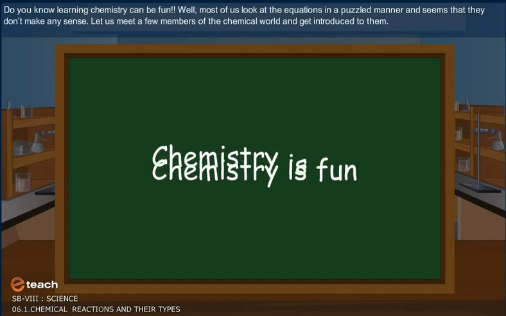Do you know learning chemistry can be fun? Well, most of us look at the equations in a puzzled manner and it seems that they don't make any sense. Let us meet a few members of the chemical world and get introduced to them. Wow, I see a whole lot of them coming towards us.